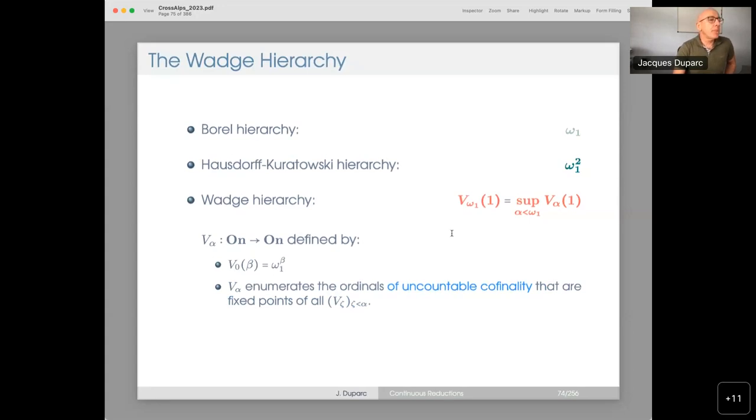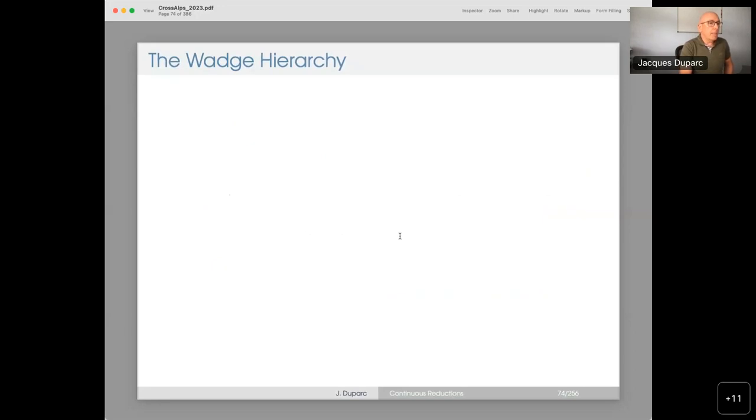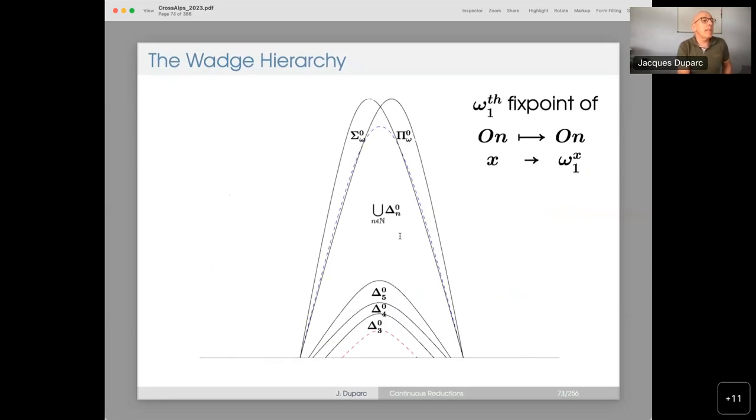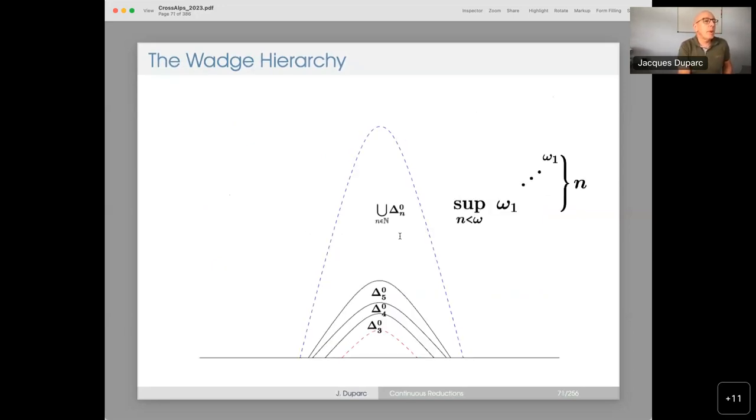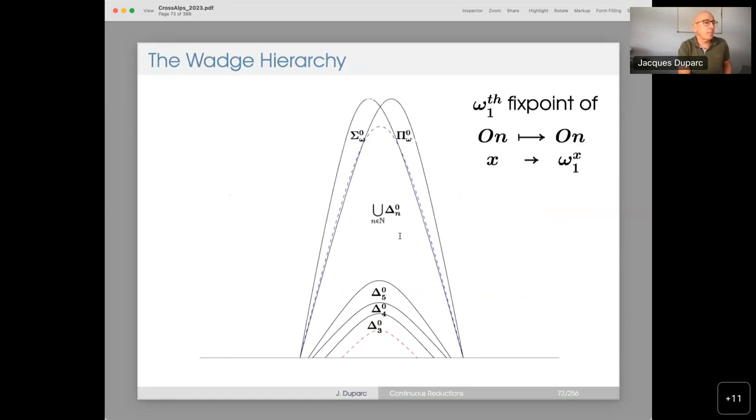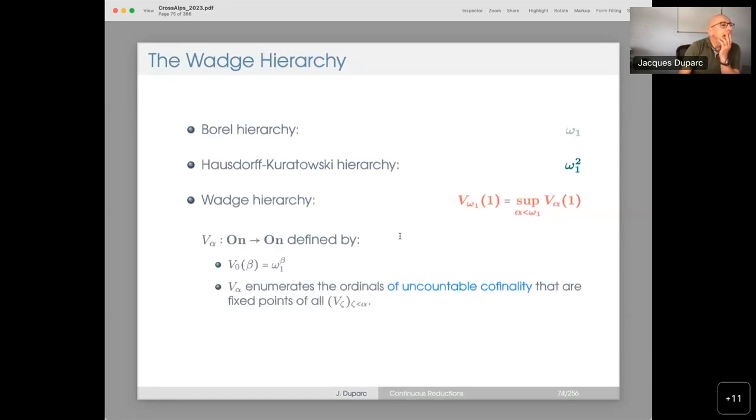So this means, for instance, that this ordinal is V1 of omega 1. This one was V1 of 1. And how many levels do you have inside the Wadge hierarchy? V omega 1 of 1, in other words, the supremum of V alpha of 1 for alpha less than omega 1. So you need to consider uncountably many operations like this, known as Veblen functions.